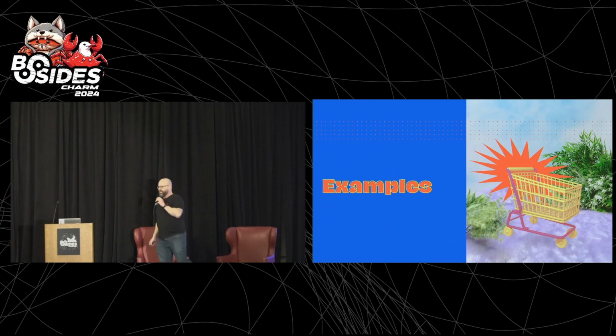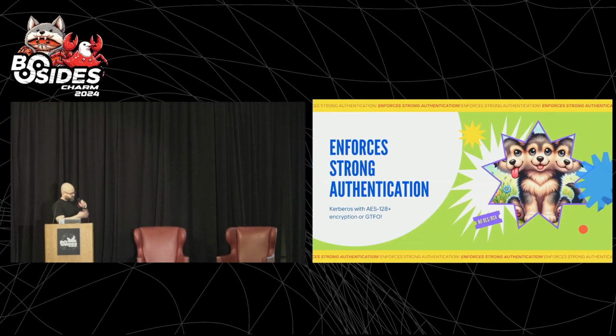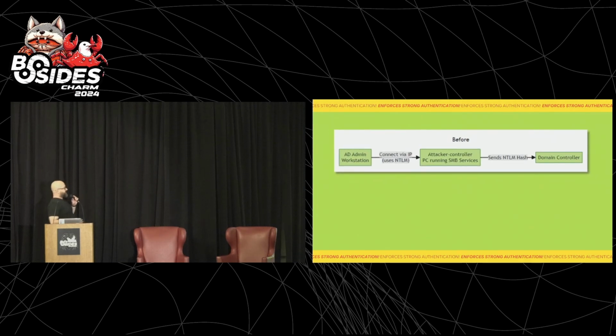Now we get into the good stuff, the examples of what these protections actually do when they are in place. We'll go through this again. We want Kerberos to be as strong as possible, and we want to get rid of NTLM and LM and all the other BS that's out there. So this is how an attacker could abuse NTLM before an AD admin is added to the Protected Users group.